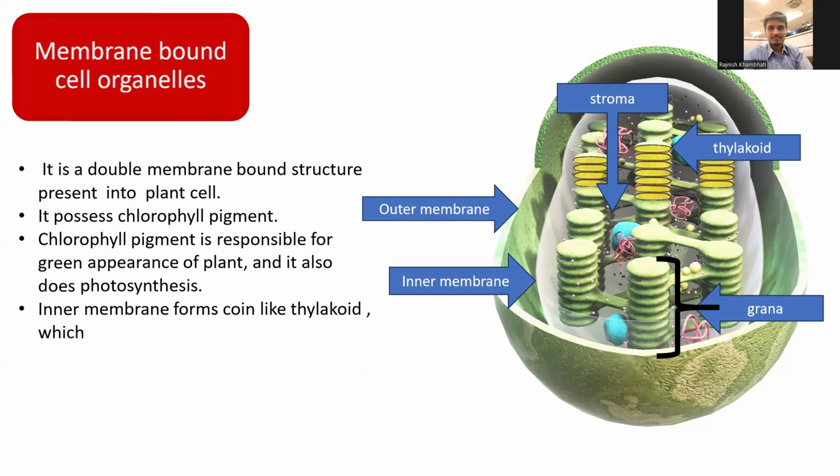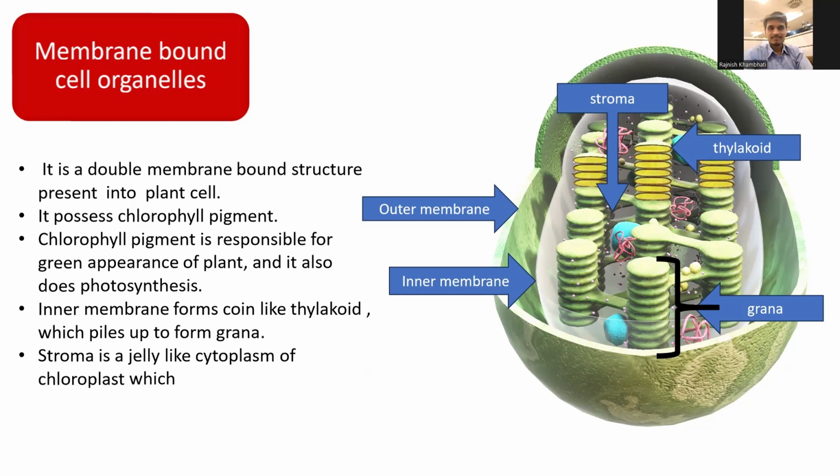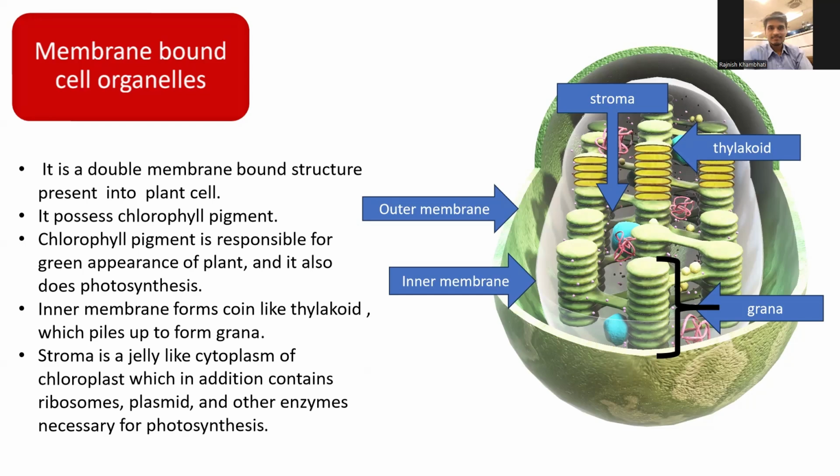The inner membrane forms the coin-like structure called thylakoid. You can see in the diagram, this coin-like structure is formed by the inner membrane. And when many thylakoids form piles, they are called grana. The stroma is the jelly-like cytoplasm of the chloroplast, which in addition contains ribosome, plasmid, and other enzymes which are necessary for photosynthesis. This is chloroplast.